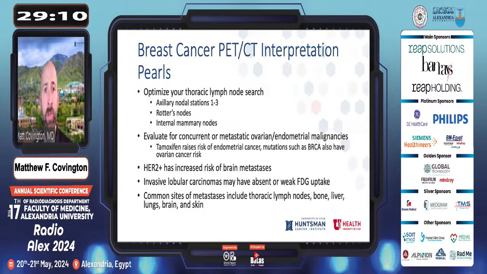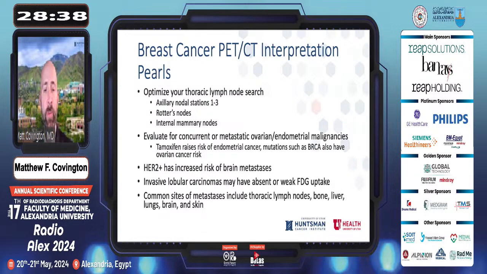So let's talk about a few pearls for interpreting breast cancer on PET imaging. First, we want to really optimize our thoracic lymph node search, because when breast cancer spreads beyond the breast, it nearly always goes to the lymph nodes in the axilla first, and then Rotter's nodes, internal mammary nodes, and then once it goes beyond those, you're usually looking at potential distant metastatic disease.